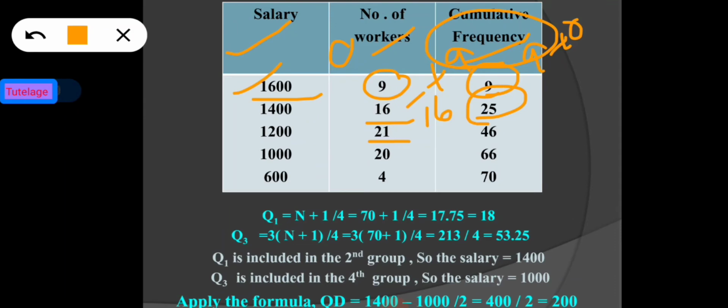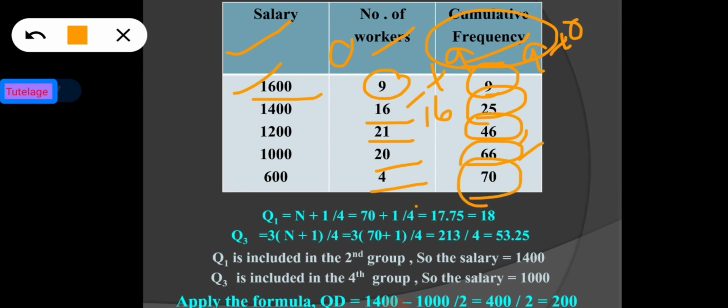Now going to the 21. So 25 plus 21, that is equal to 46. 20 is the frequency of the fourth class, and the previous class frequency is 46. So 46 plus 20, that means the cumulative frequency of the fourth class is 66. And now going to the last class here. The frequency of the last class is 4, and the cumulative frequency of the last class is 66 plus 4, that means 70.